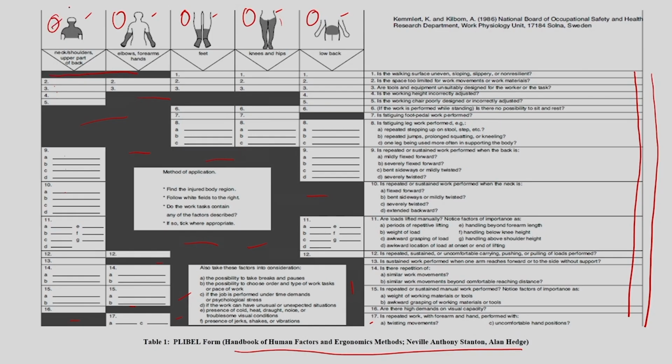Suppose you can understand that the first question is not required for you to get information because it's a gray area. What it says is, is the walking surface uneven, sloping, slippery or non-resilient? Okay, so what does this mean? Of course, if that is the question, your upper back, neck, shoulder is nowhere connected, so you need not answer it. Whereas the second question says, is this space too limited for work movement or work maintenance? Of course, in that case your neck, shoulder and upper back are connected.